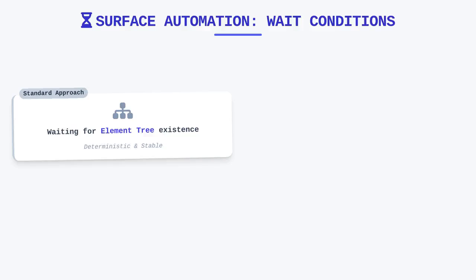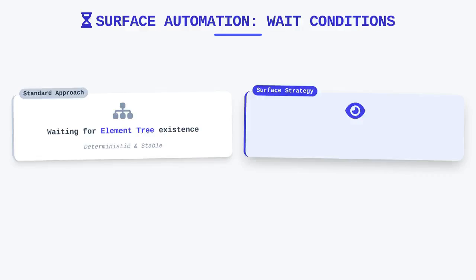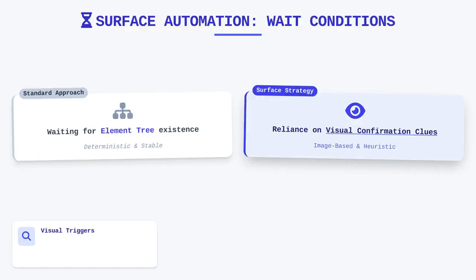Wait conditions in a surface automation context require a fundamentally different strategy than what you might be used to with standard Windows or web controls. Instead of waiting for an element to exist in the tree, we must rely on image-based wait conditions, checking for the appearance of specific visual confirmation clues. This might be the appearance of a loading spinner, a specific color appearing in a region, or the presence of text extracted via OCR that signifies the completion of a process.